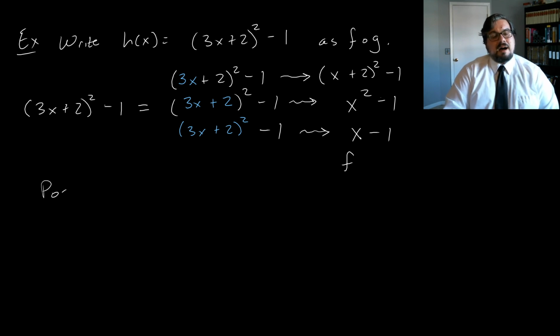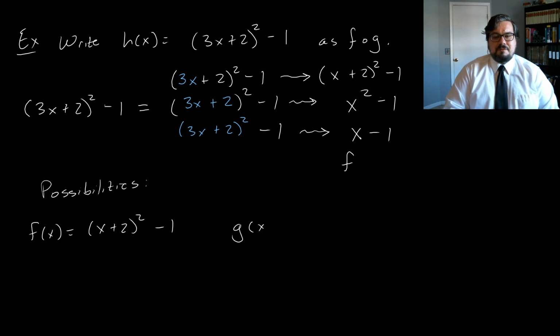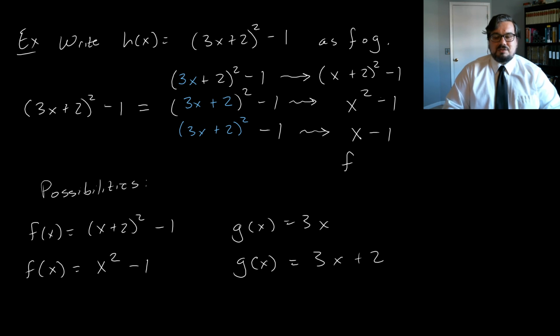So here are some possibilities based on the examples we just did. We could take f of x to be x plus 2 squared minus 1, and g of x equals 3x. We could take f of x to be 3x plus 2. I'm sorry, I got that backwards. f of x to be x squared minus 1, and g of x to be 3x plus 2.